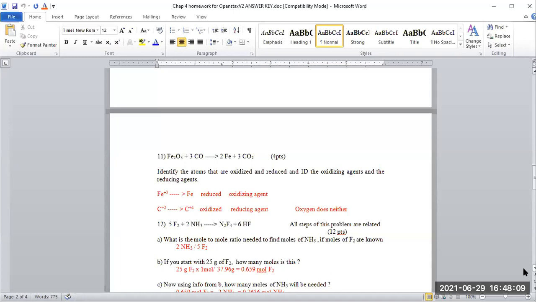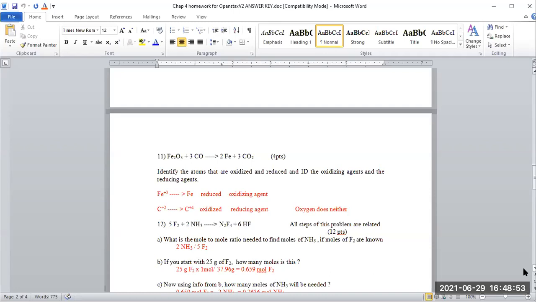So my iron, when it was in the molecule, started out life as +3. It then becomes 0, which means it got reduced. That makes it an oxidizing agent. The carbon went from being part of a CO molecule to being part of a CO2 molecule. So its oxidation number goes up. You started out as a +2 and it went up to a +4. That means it's oxidized, but it also then is a reducing agent.